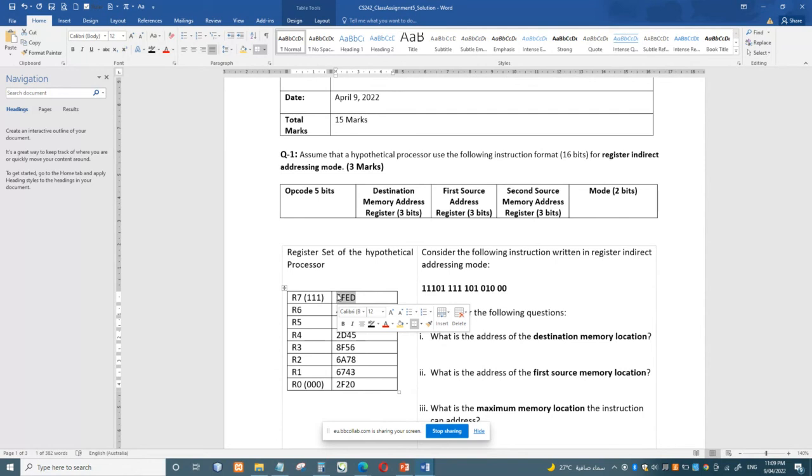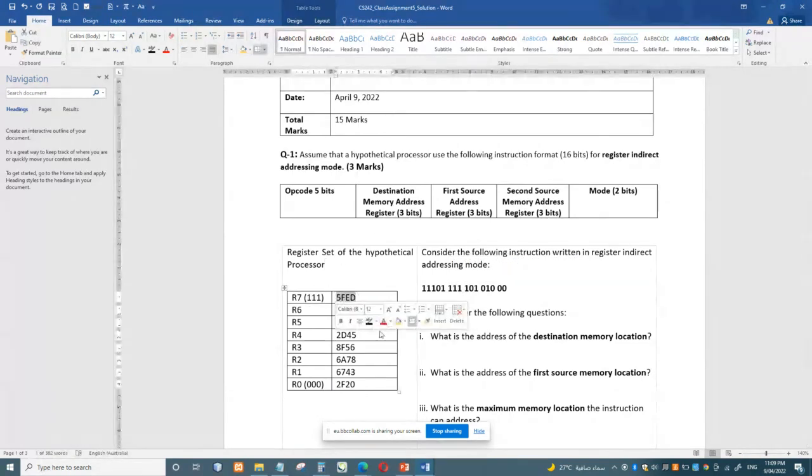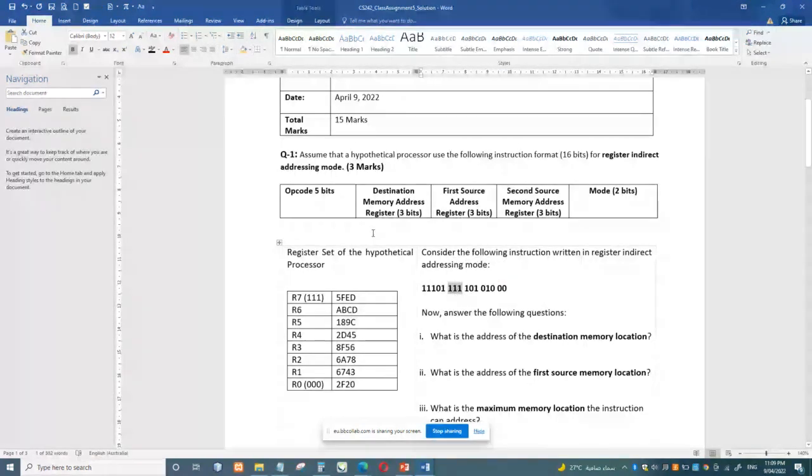This is register indirect addressing. That means the register is not going to contain any operand or final result. Rather, the register will always contain the address of the memory location, and that memory location will contain either your operand or final result. So register number 7 refers to a memory location 5FED. This memory location is 16 bits, but we cannot refer to 16 bits here. We are referring to only 3 bits, which means we can refer to only 8 registers. So 111 means register number 7.